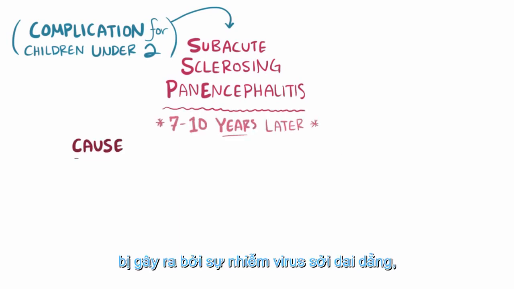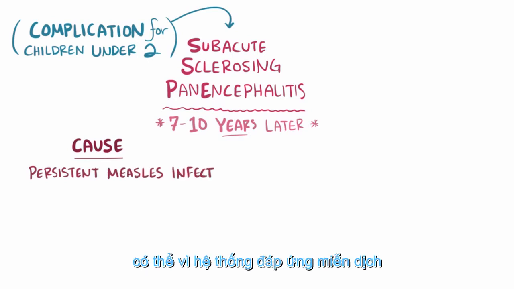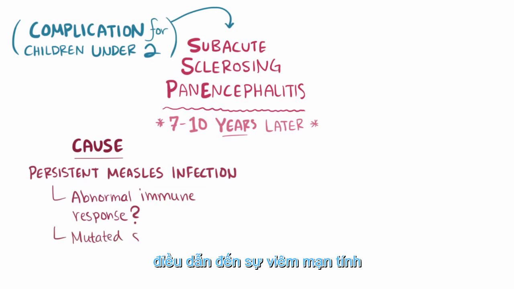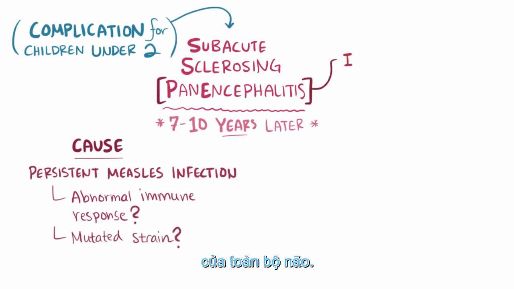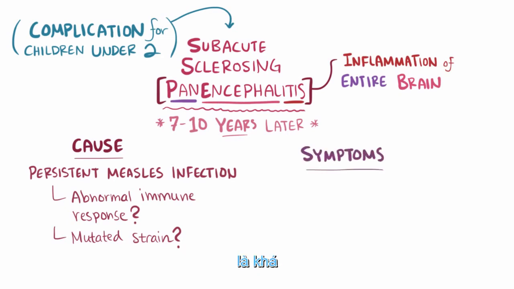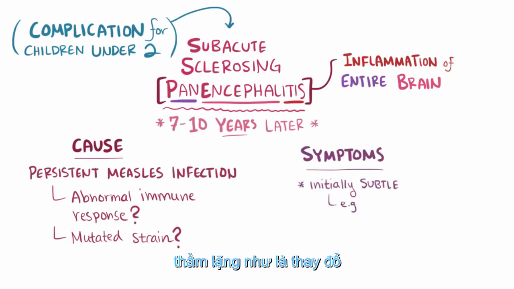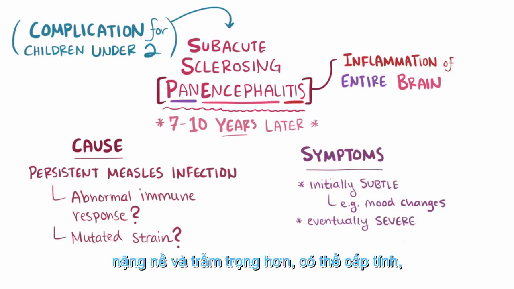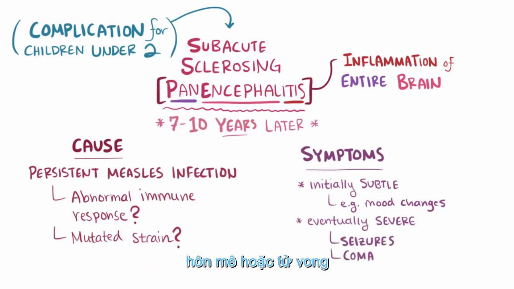And this is thought to be caused by persistent measles virus infection, possibly due to an abnormal immune response or a mutated strain of the measles virus, which leads to chronic inflammation of the entire brain. The symptoms of SSPE are initially pretty subtle, like, for example, mood changes, but eventually become severe and dramatic, and can include seizures, coma, and if left untreated, death.